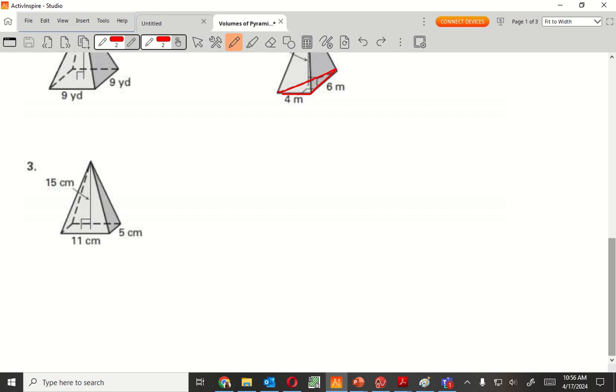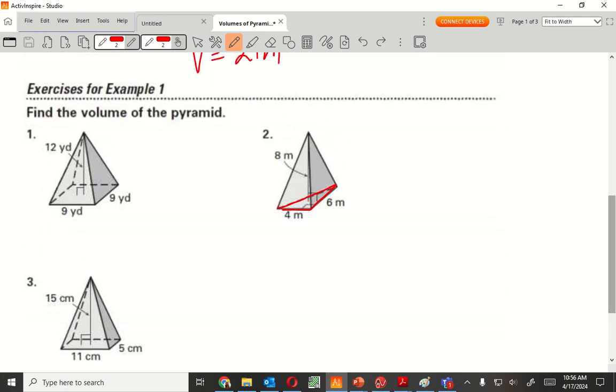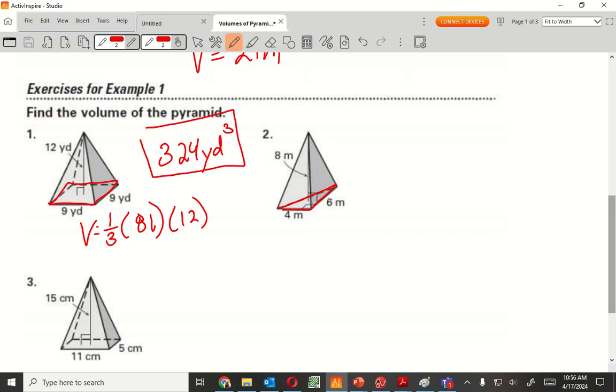All right, let's see. So this first one here, volume is equal to 1/3. My base is this shape right here. That is a square. So 9 times 9 is going to be 81. And then times my height, 12. And 324. So what's that going to be? 324. So 324 yards cubed. There we go.